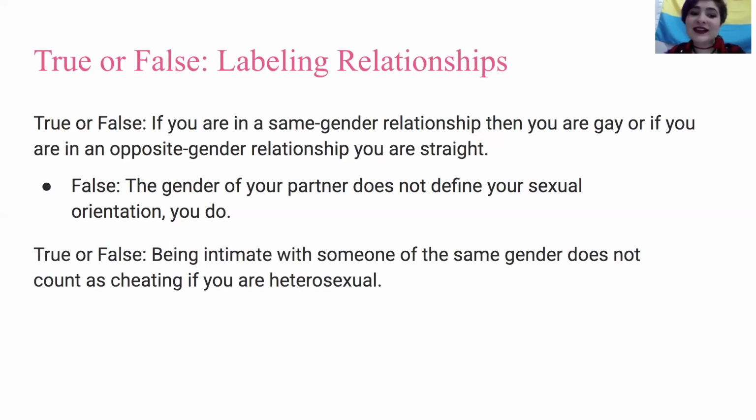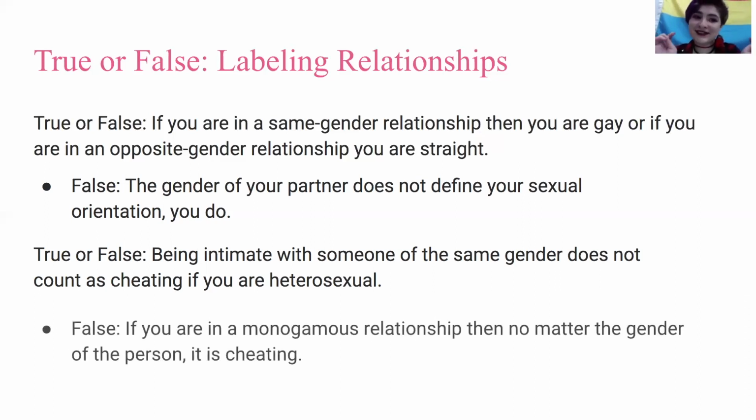Next, true or false? Being intimate with someone of the same gender does not count as cheating if you're heterosexual. Oh my gosh, so many. Okay, the right answer is false again. If you're in a monogamous relationship, then no matter the gender of the person, it's cheating.